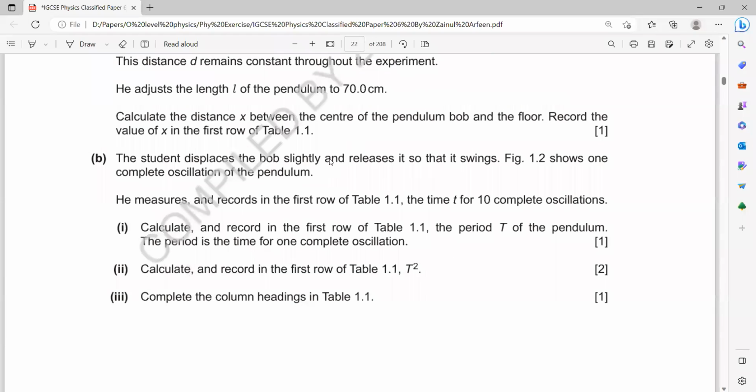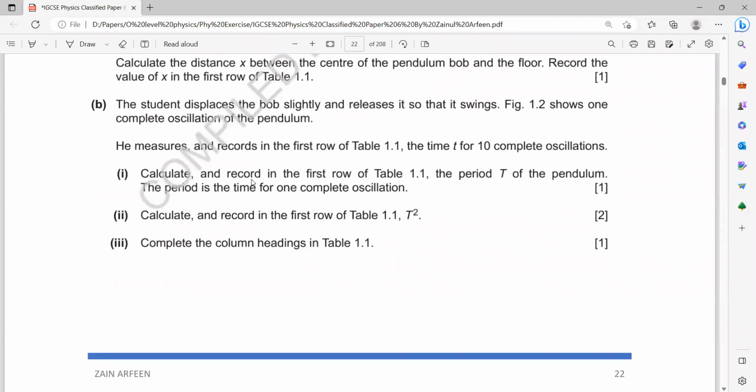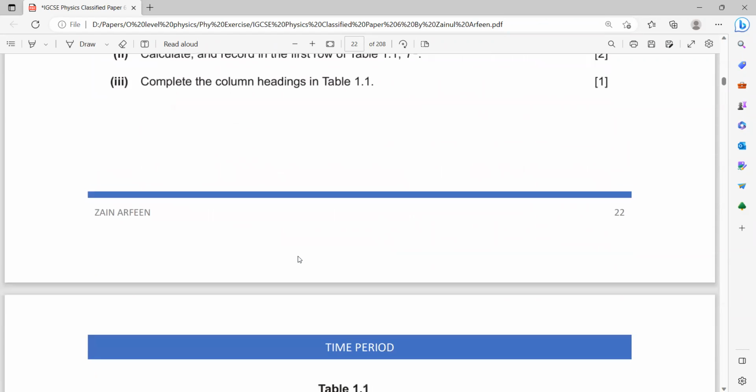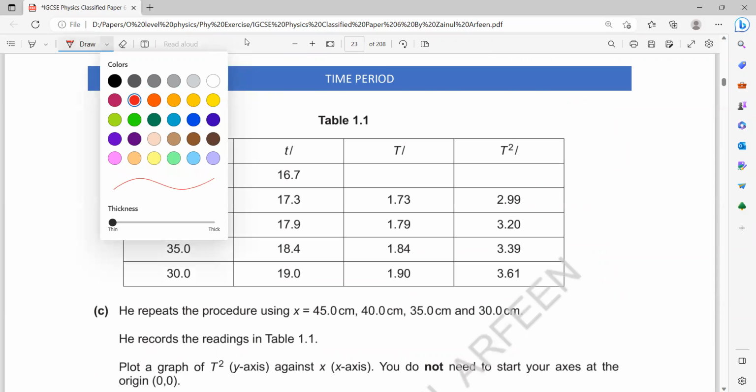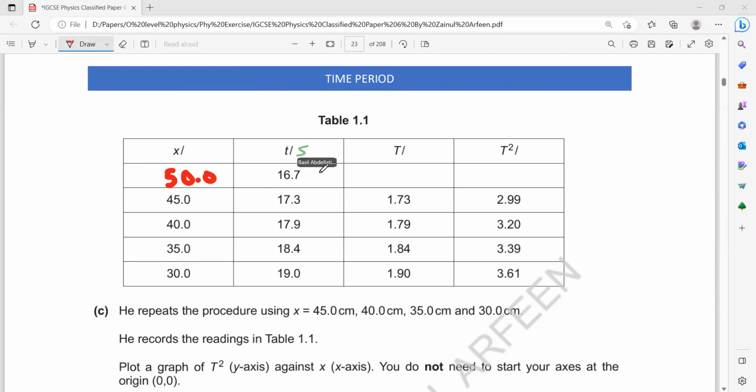Then a student displaces the bob slightly and releases it so that it swings and shows one complete oscillation. He measured and recorded in the first row of the table the time for 10 oscillations. Calculate and record in the first row the time period, the time for one oscillation, then T square, and then complete the column heading. So this is T. If this one is T, what will be T square? First we have to complete the value for T.